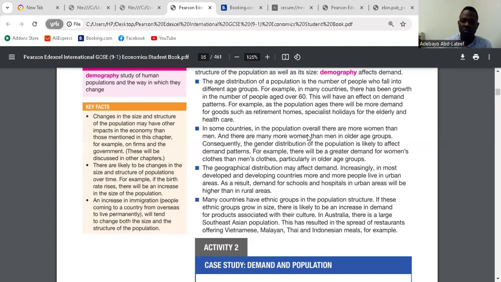Then we have geographical distribution. For geographical, we're talking about the movement of people from one area to another. So here they wrote, the geographical distribution may affect demand. Increasingly, in most developed and developing countries, more and more people live in urban areas. As a result, demand for schools and hospitals in urban areas will be higher than in rural areas. So people move from rural areas to urban, like in the city now. A lot of people are in Tripoli. So because a lot of people are in Tripoli, the demand for schools, education and healthcare in Tripoli would increase. Is it clear? Any question about that?